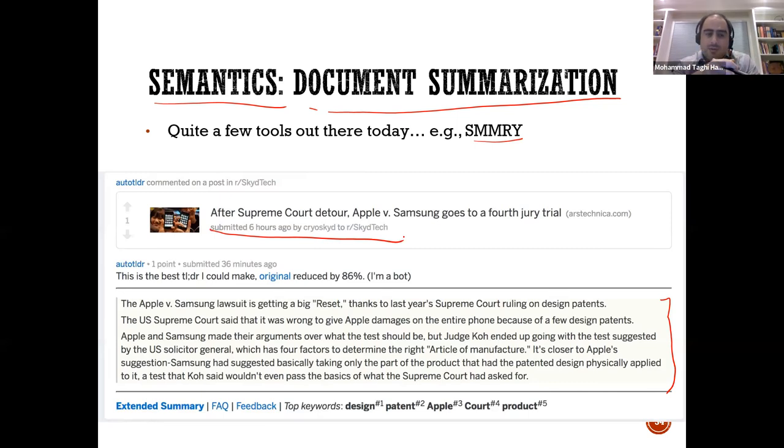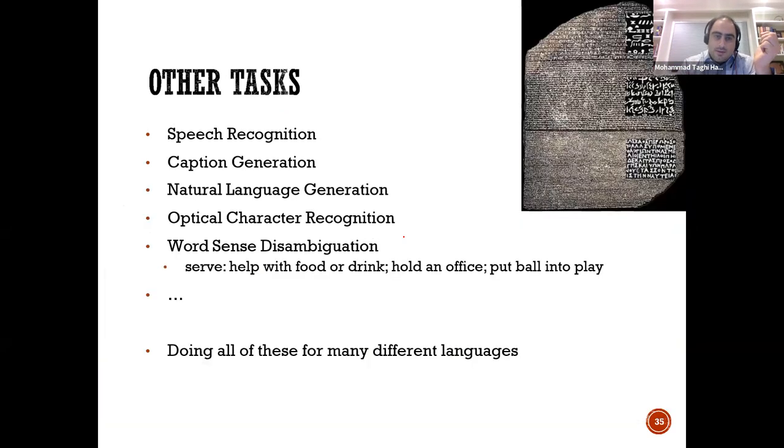This is something that you can see. From this text, you get this kind of summary: after the Supreme Court, Apple versus Samsung goes to a fourth jury trial. And this is some kind of abstract and it is not an easy thing, like getting a text and wanting to get an abstract or a summary of that.